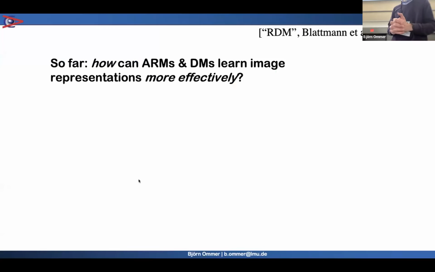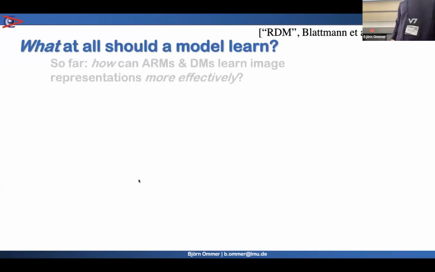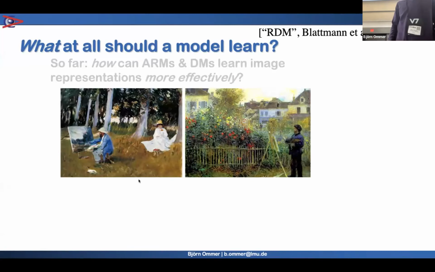Yeah, let's move forward. So far, I've shown you how to take these powerful likelihood models and learn with them more effectively. I want to push this a little bit forward and ask really what we should learn at all using our generative models. Not just how to learn more effectively, but what we should be actually learning with these models at all. And with that, I mean that if we look at artists and how they're actually going about it, let's take Monet in this particular case here.